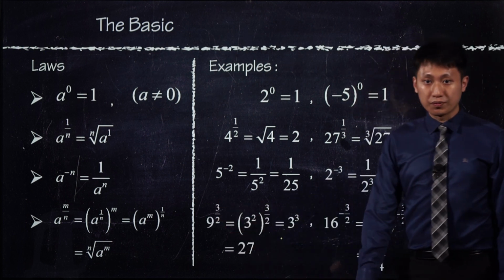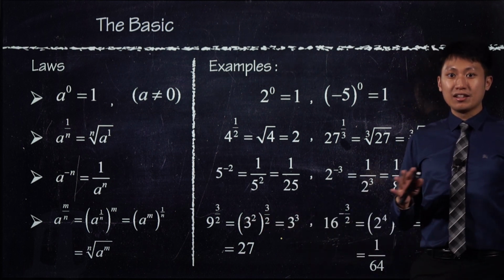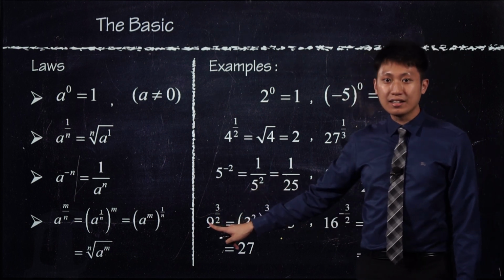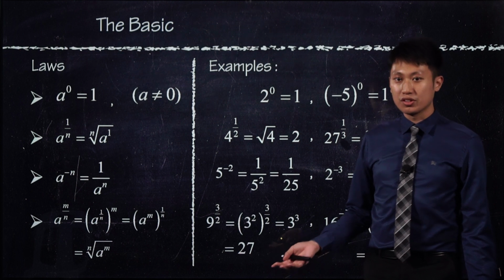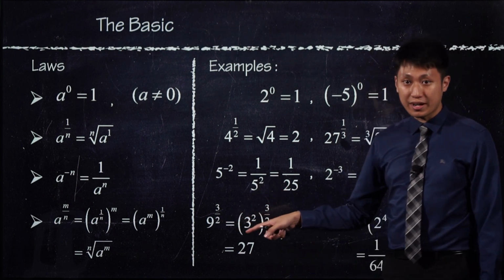Alright, next, let's look at an example here. 9 to the power 3 over 2. Normally when you see these kinds of things, you will just press your calculator, right? No, you should stop doing that, because if this is not 9, but x, then what are you going to do? You're going to write it out properly. So you need to know how to simplify these kinds of things.